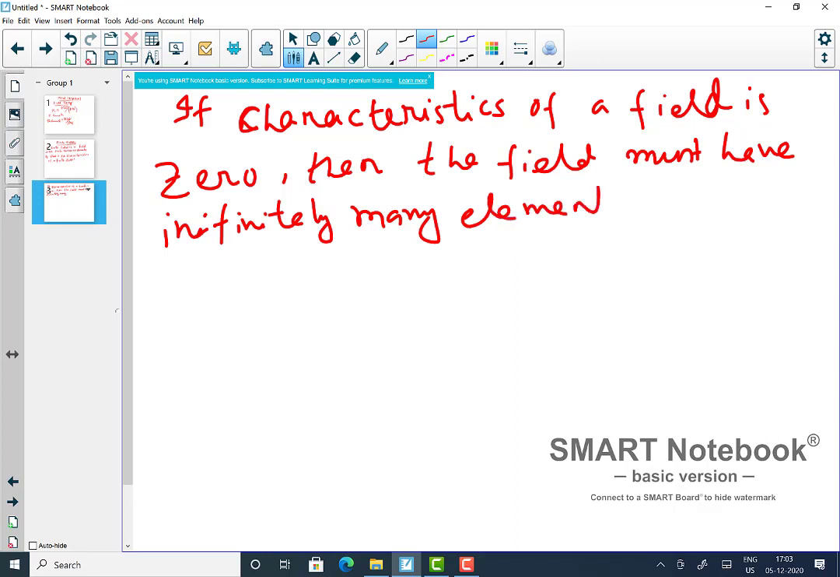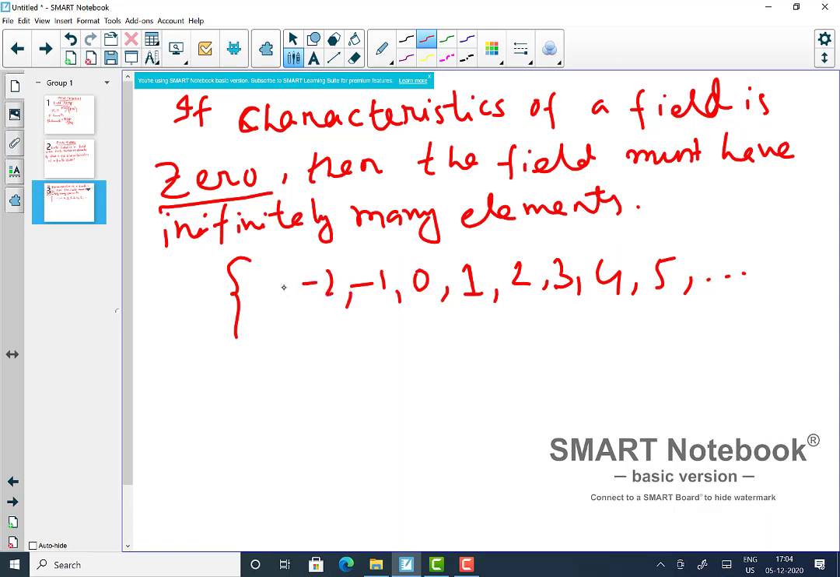Why? When you have a field, you have 0 and 1, obviously. When I say field, I mean it's non-trivial. Once you have 0 and 1, you can add 1 and 1 and get 2, and then 3. Now recall that the characteristic is 0, which means there is no positive integer such that adding 1 that many times gives 0. So if you add 1 more times, you will get 4, 5, and so on. You get all these positive integers. And because this is a field, the negative elements, minus 1, minus 2, all belong to the field of characteristic 0.